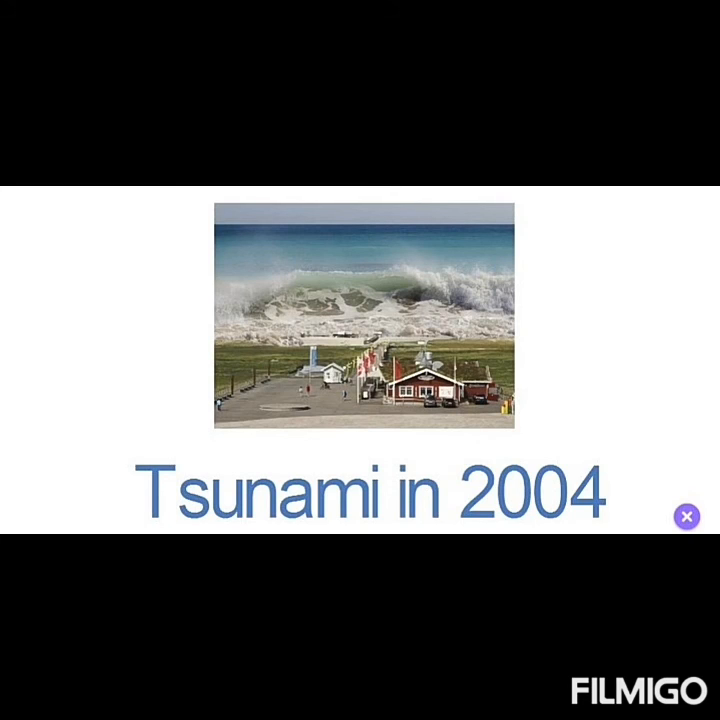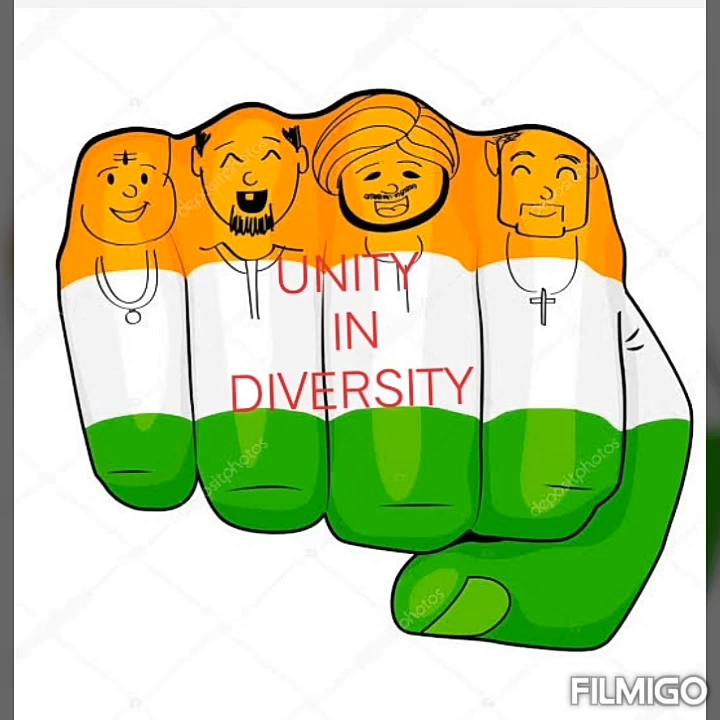The islands Andaman and Nicobar were severely affected by the tsunami in the year 2004. A tsunami is a large, huge sea wave generated by an earthquake on the sea floor. The value we learned from this lesson is unity in diversity. Thank you, children.